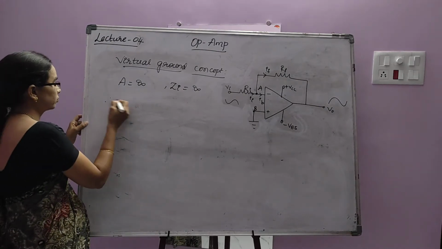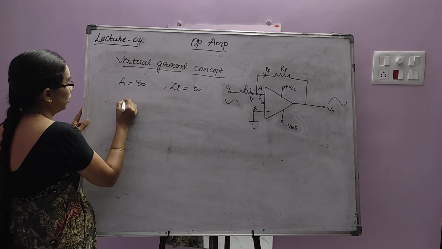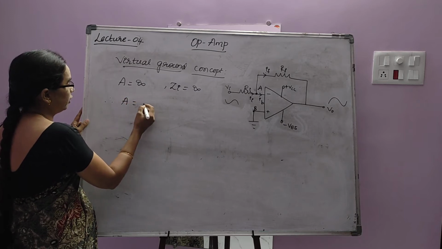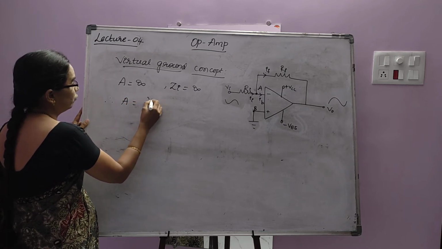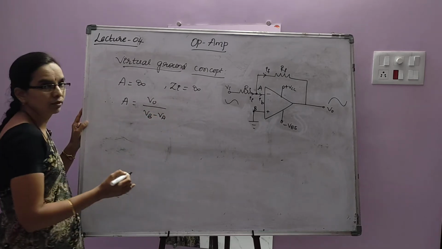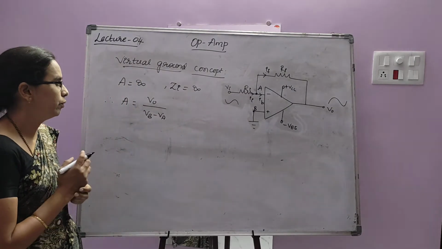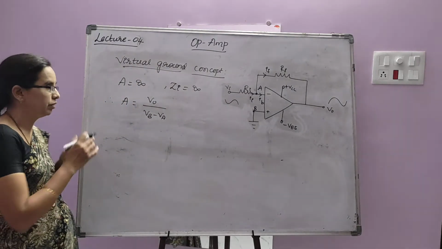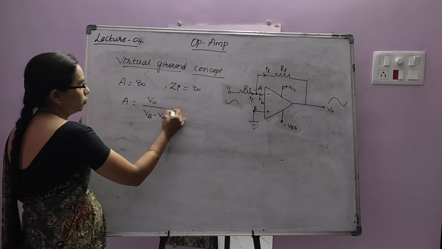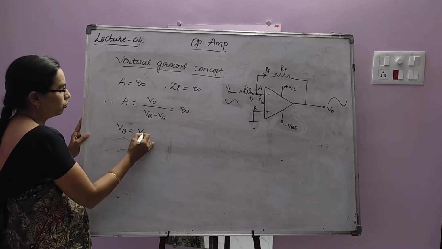Therefore, the voltage gain A can be defined as V0 divided by VB minus VA. I'll write it this way because this is the non-inverting terminal and this is the inverting terminal; however you want, you can write. It's the difference between the two, and that is equal to infinity. Therefore, VB is equal to VA.